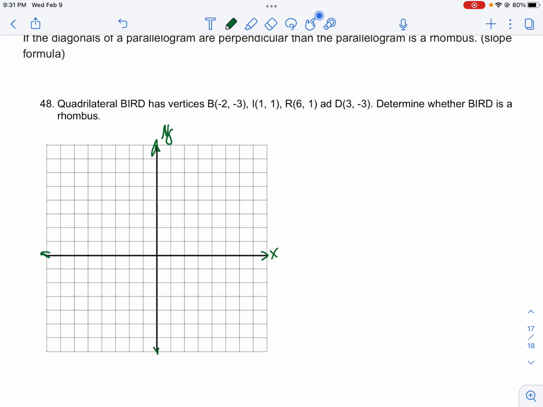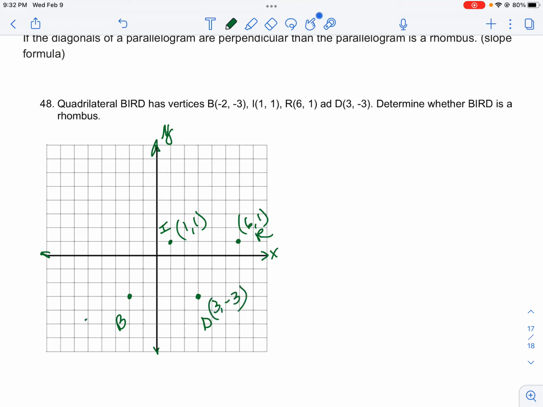So B is -2, -3. So -2, -3 is down there. That's B. I is 1, 1. 6, 1 is R. So it's 2, 4, 6. 6, 1 is actually right here. That is point R. This one was point I. And then the last one is 3, -3. So that is D, 3, comma -3.